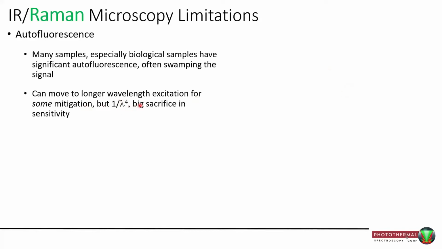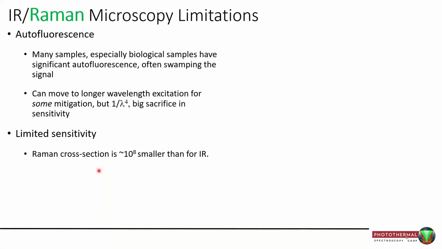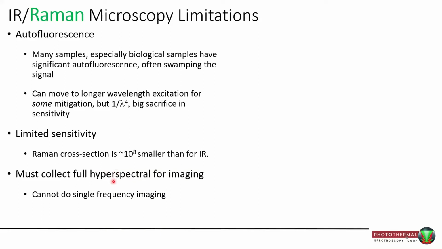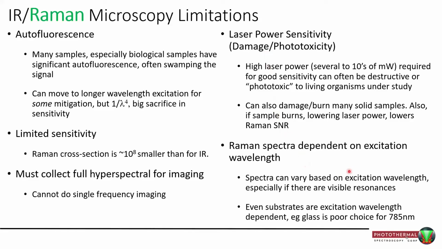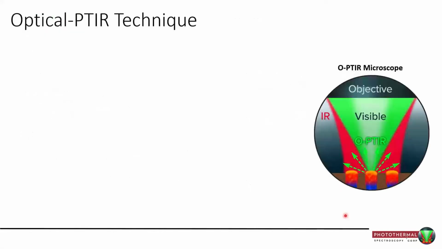That can be mitigated to some extent by going to longer wavelengths, but then you take a massive hit in sensitivity, and that's on top of an already limited sensitivity for Raman relative to IR. If you want to do imaging, you're forced really to do hyperspectral imaging. You can't do single frequency imaging, which is something I'll touch on in a little bit. There's a risk of photo damage or phototoxicity if you're working with live cells, because you're pumping in as much light as possible to overcome those sensitivity issues. And also Raman spectra can depend on the excitation wavelengths, not just the samples themselves, but even substrates have some dependency on the excitation wavelengths.